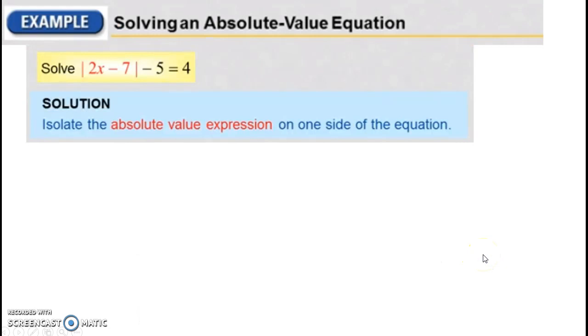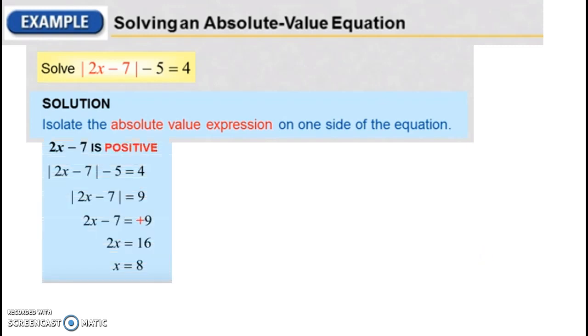Now let's look at another example. We have the absolute value of 2x minus 7, minus 5, equals 4. The first thing you want to do is make sure that the absolute value expression has been isolated, and right now it has not been isolated. We need to add the 5 to the other side so that we can get the absolute value by itself. Once we do that, we get that the absolute value of 2x minus 7 is equal to 9.